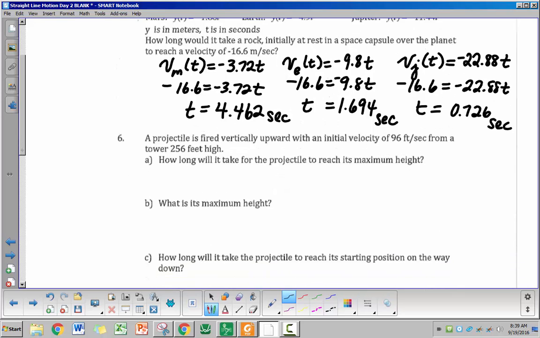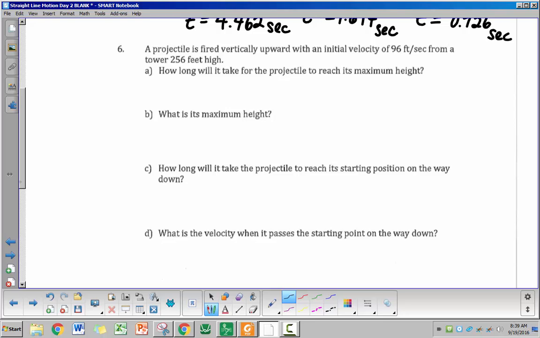Number 6, a projectile is fired vertically upward with an initial velocity of 96 feet per second from a 256-foot high tower. How long will it take for the projectile to reach its maximum? Well, I need a position function. Somebody help me with that. Y of t equals negative 16 t squared plus 96 t plus 256.